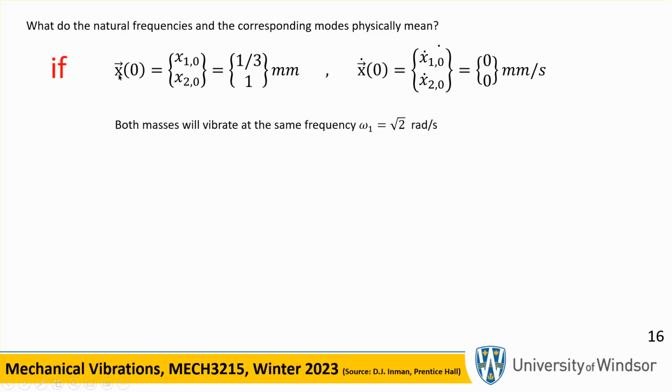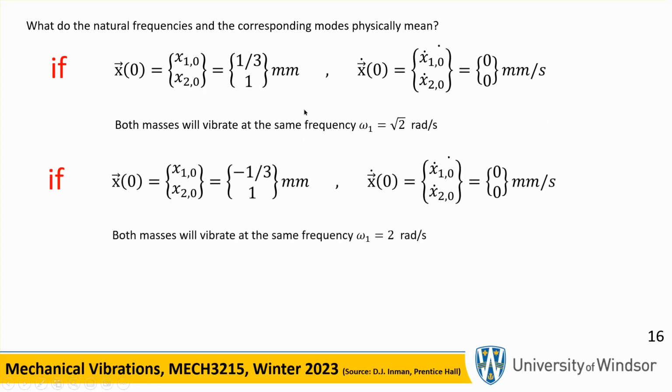So here, if the initial condition, as far as displacement, is this mode, which corresponds to root 2, and the initial velocity is 0, then if you repeated this, you get x1 equal to something times sine of root 2t, and x2 equal to something again times sine of root 2t.